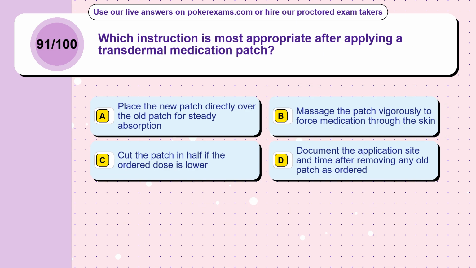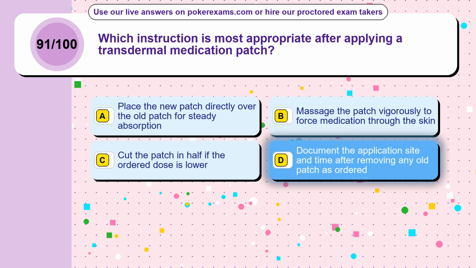Question 91. Which instruction is most appropriate after applying a transdermal medication patch? Option A. Place the new patch directly over the old patch for steady absorption. Option B. Massage the patch vigorously to force medication through the skin. Option C. Cut the patch in half if the ordered dose is lower. Option D. Document the application site and time after removing any old patches ordered.